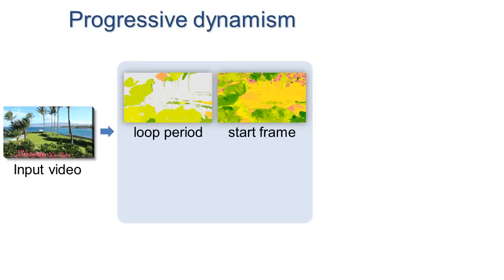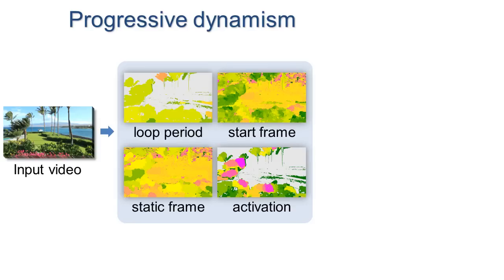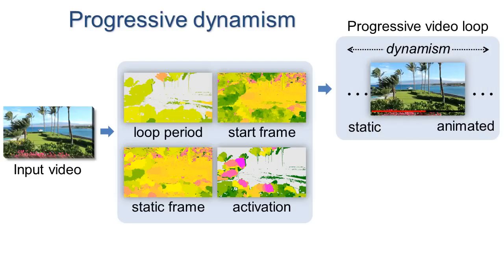We extend the representation to offer greater runtime control. We first compute a per pixel static frame and activation level. This defines a progressive video loop in which a slider continuously varies the level of dynamism, from a static image to a highly animated scene.